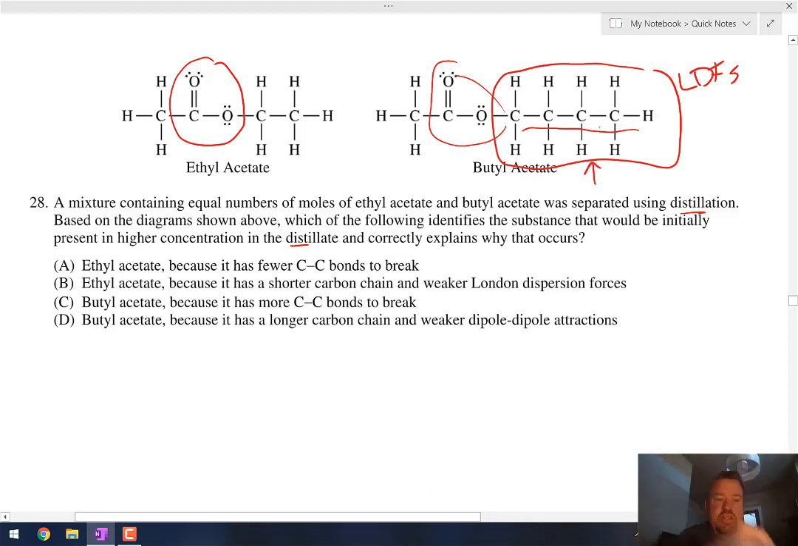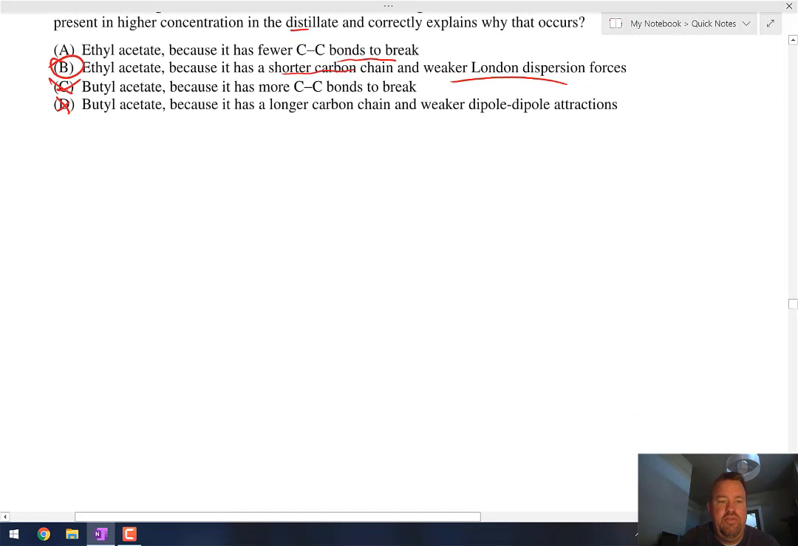And so which one is going to be present in higher concentration, meaning which one's going to break apart easier, is ethyl acetate. So C and D are out. And remember, you don't break bonds when something goes from a liquid to a gas. So B is the correct response. It's got a shorter carbon chain, so it has weaker London dispersion forces.